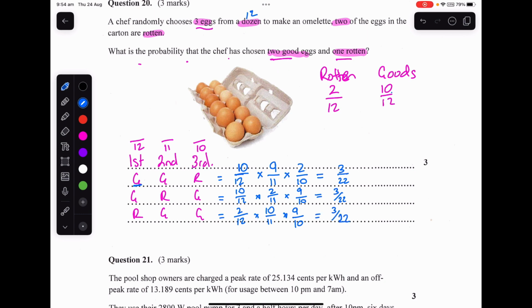So the final part of this is you've got to add all of those probabilities together. Okay? And we end up with 9 out of 22 as our probability. Now, like I said, there are other ways to answer that question as well, but that one is how I would answer that question.